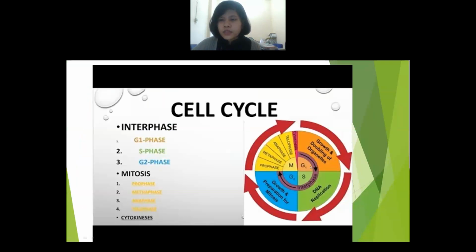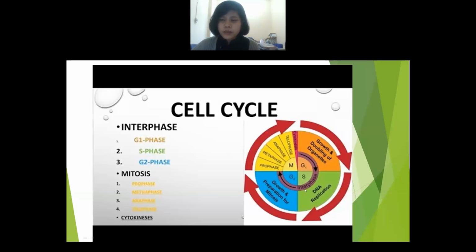So this is mitosis. In mitosis, what happens? G1 phase, then S phase, and G2 phase, which you will find as the interphase. And all of these are known as mitosis: prophase, metaphase, anaphase, telophase, and cytokinesis. So in the G1 phase, what happens? Growth and doubling of organelles happens. I mean, the growth and the increment of the organelles occurs here.